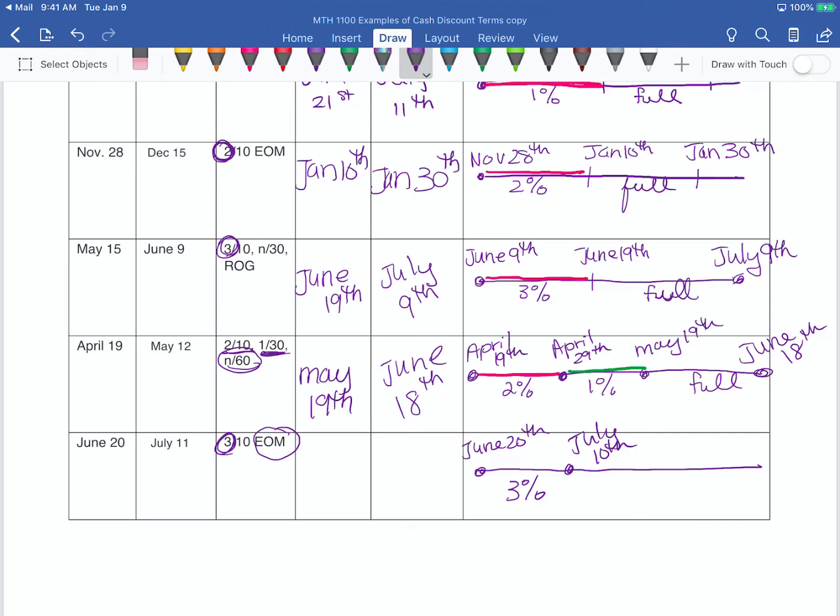I have to pay in full by the 30th day of that month because it's end of month rules. So I would have to pay in full after July 10th. So here's my discount period. So the last day I can get a discount would be July 10th. And I would have to pay in full by July 30th.